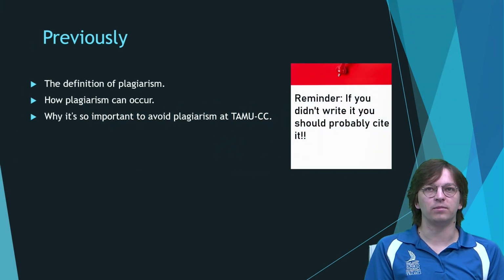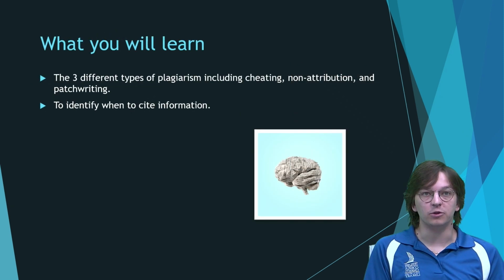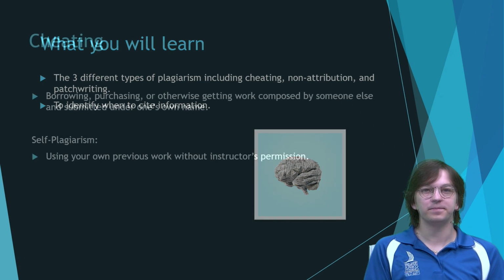Previously, we covered the definition of plagiarism, how plagiarism can occur, and why it's so important to avoid plagiarism at TAMUCC. In this module, we will go over the 3 different types of plagiarism, including cheating, non-attribution, and patchwriting, and we'll also learn when to cite information.